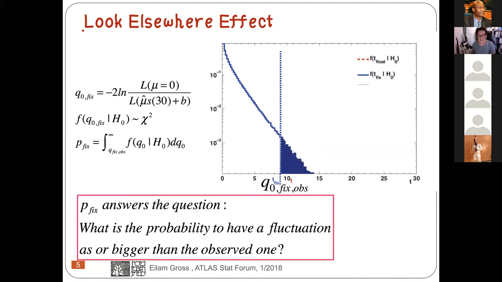Now this is when we test a fixed mass and we answer the question, what is the probability to have a fluctuation as or bigger than the observed one? Please, if you have a question, just stop me and ask me. It's not necessarily a long lecture, so you can really stop me. But it's a bit complicated one.